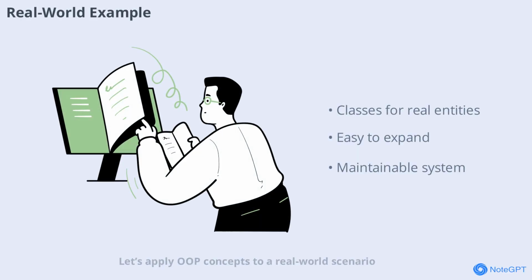Let's apply OOP concepts to a real-world scenario. Imagine designing a library system. You might have classes like book, member, and librarian, each with their own attributes and methods. By using inheritance, abstraction, and encapsulation, you can create a system that is easy to expand and maintain as the library grows.